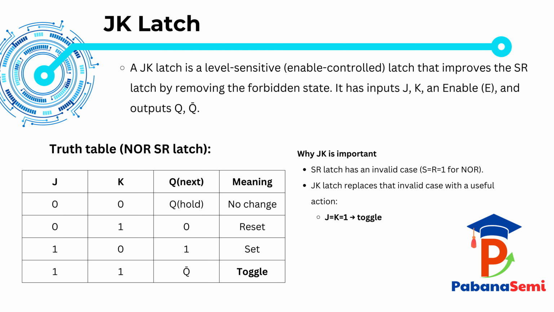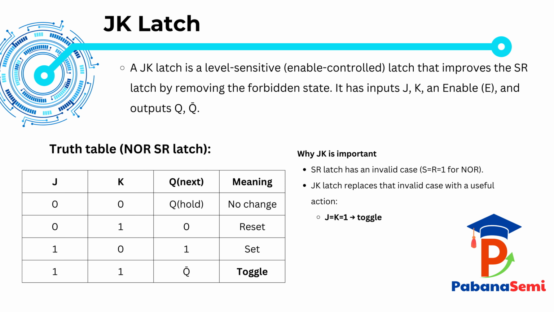Now, let's take a moment to examine the truth table. When J equals 0 and K equals 0, there's absolutely no change. So, the output Q maintains its previous value. Next, when J equals 0 and K equals 1, the latch executes a reset. Consequently, Q becomes 0. In the case where J equals 1 and K equals 0, the latch performs a set. Therefore, Q becomes 1.